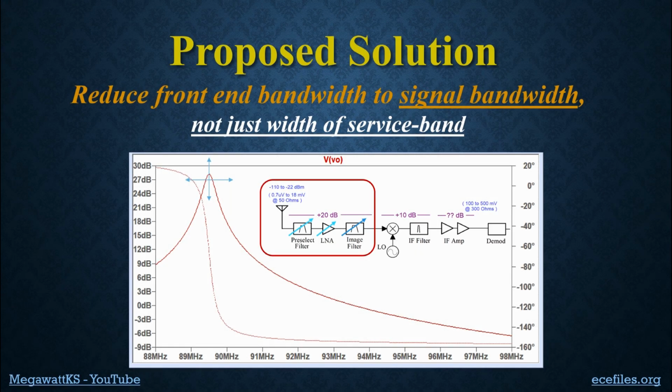So here is our better solution. Reduce the front end bandwidth to the signal bandwidth, not just the width of the service band like virtually all radios do today. If we could somehow design a filter here that is extremely sharp, very narrow band that is, then we could block out the interferers before they hit the low noise amplifier. It's as simple as that in principle. Doing it in circuits, it's a challenge.